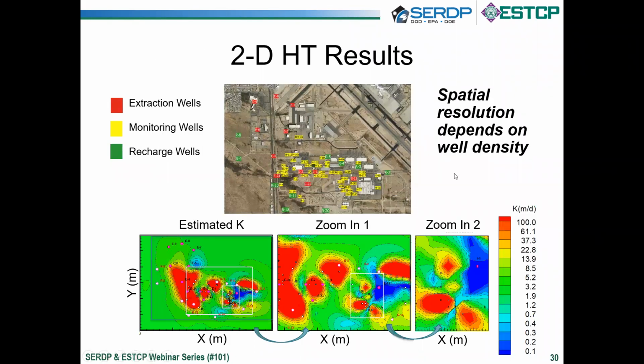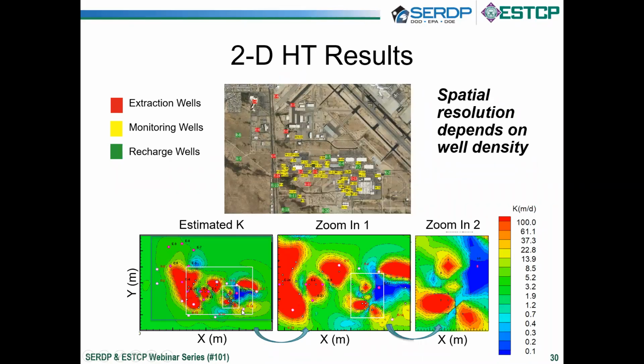First, we did the two-dimensional analysis of the information to get a general picture of the distribution of transmissivity, converted into hydraulic conductivity. In the graph here, the red color shows the location of the groundwater extraction well. The green color shows the location of the injection well for recharging the treated water. The yellow color shows the location of the monitoring well. The results show the hydraulic conductivity back calculated from hydraulic tomography in the bottom graph.